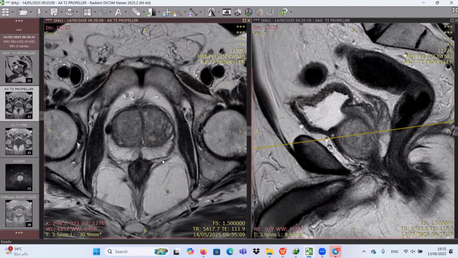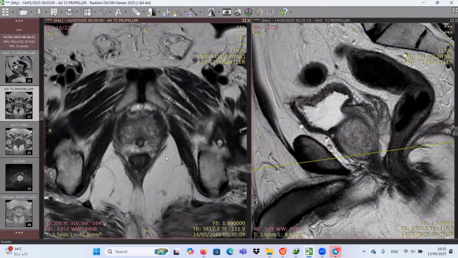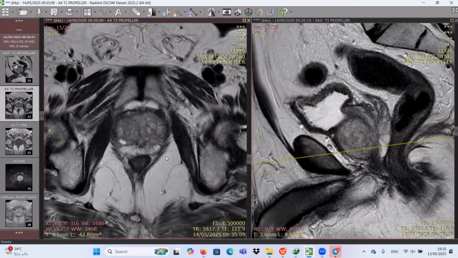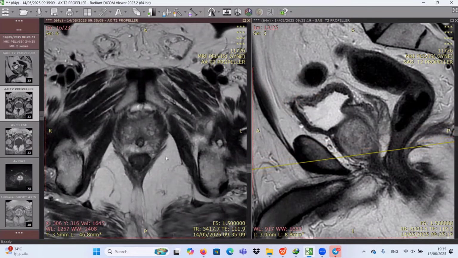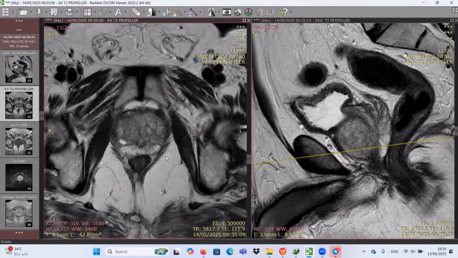Also, I would like to review the apical level of the prostate. Let's review the apical level of the prostate. We have here the transition zone, and also we have the peripheral zone, and we have also here, this is the fibromuscular zone.